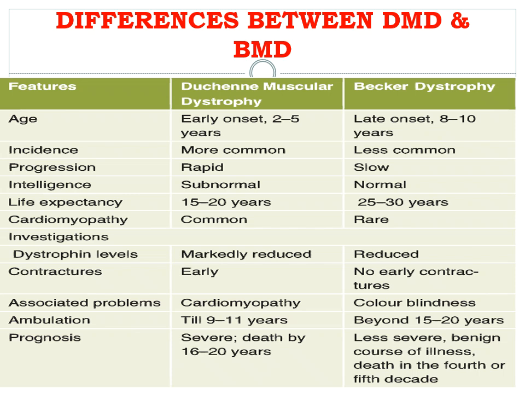Ambulation: movement lasts until 9 to 11 years in Duchenne, and beyond that, 15 to 20 years in Becker's. Prognosis is severe, with death by 16 to 20 years; most of them survive only to 16 to 20 years. In the less severe type, death from illness occurs in the fourth or fifth decade. These are the major differences between Duchenne muscular dystrophy and Becker's dystrophy.